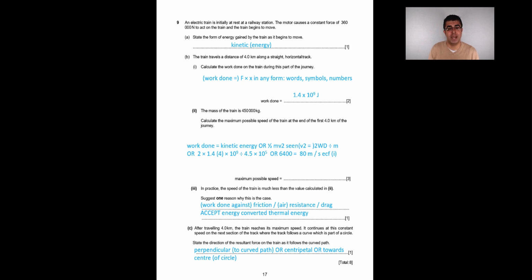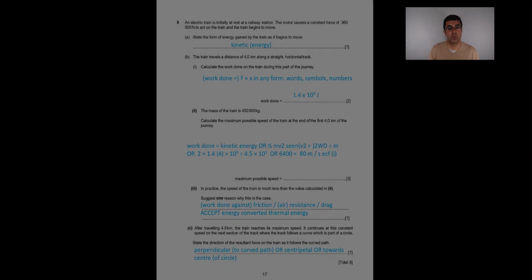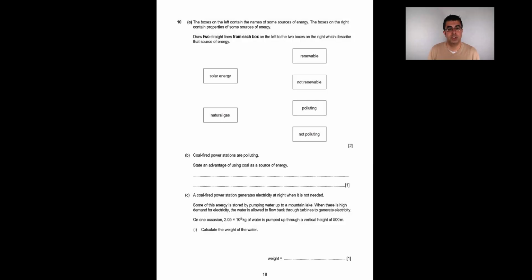Again, notice how energy and forces have been mixed together in this question. The boxes on the left contain the names of some energy sources. The boxes on the right contain the properties of some sources of energy. Draw two straight lines from each box on the left to the boxes on the right. Now, when I saw this, many students only did one, and they've put the two in bold. They've made it very clear.